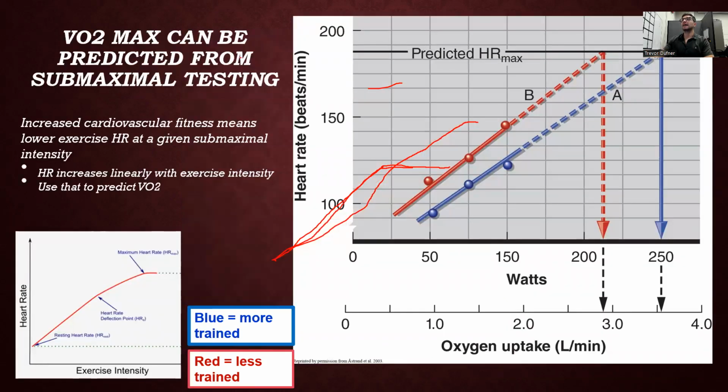So VO2 can be predicted from submaximal testing as well. So essentially we see here, delete that, no, I stayed.